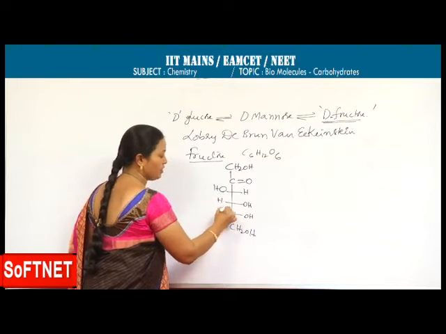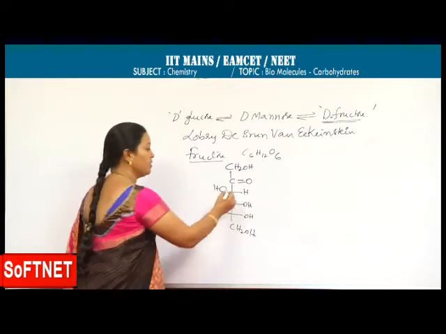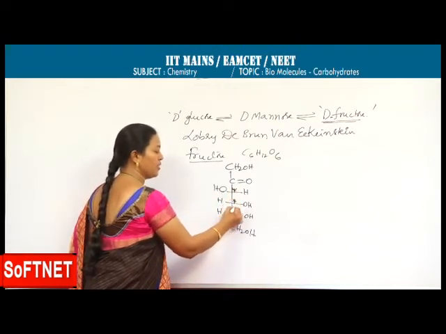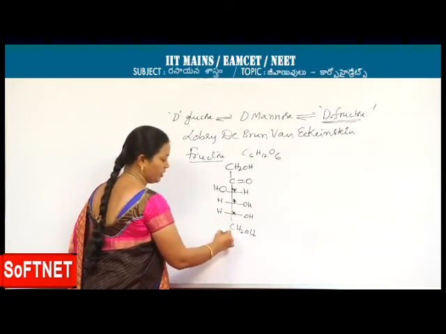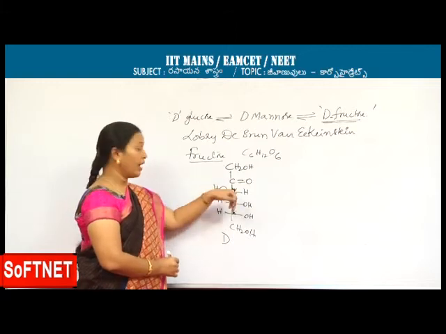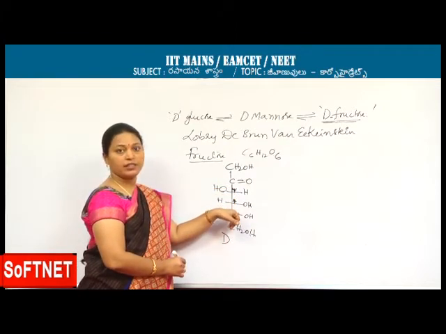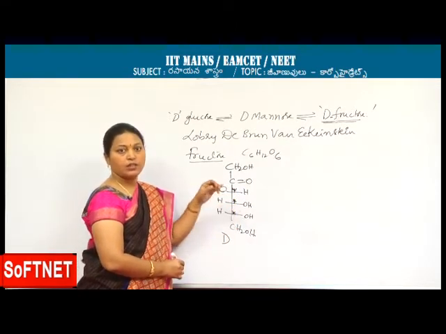This is the open chain form. As I said, these are the asymmetric carbons. The highest number asymmetric carbon with OH on the right side, for that it is D. And as it contains three asymmetric carbons, it shows optical rotation also.